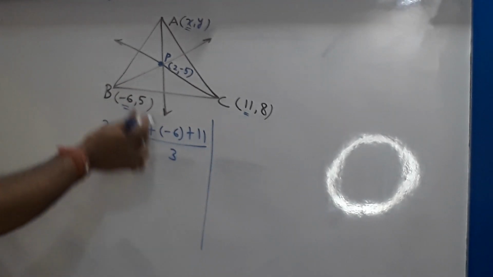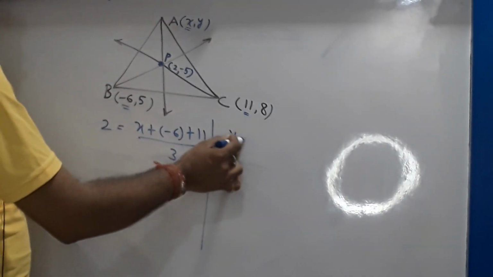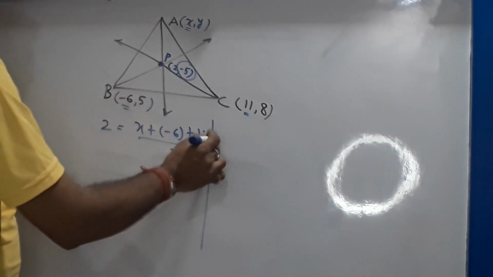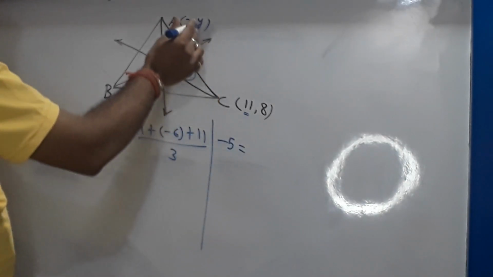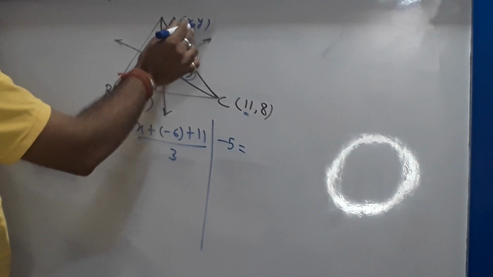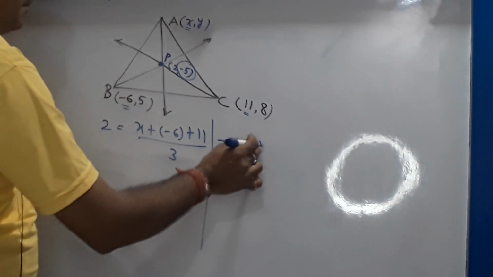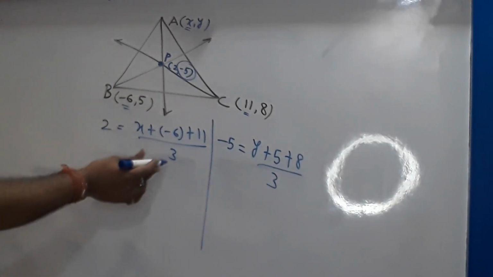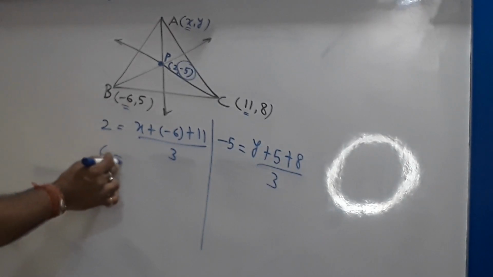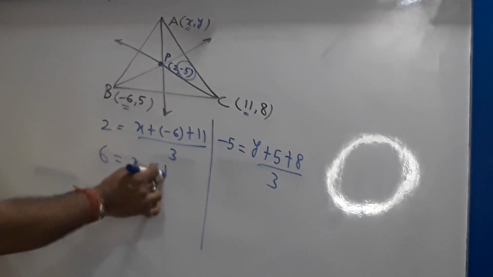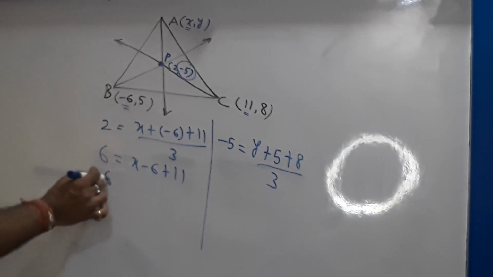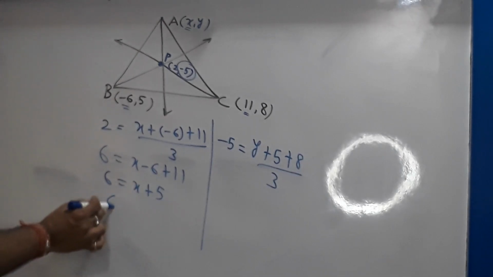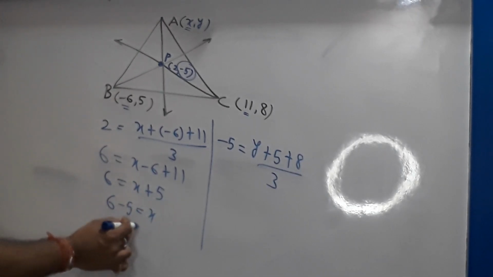Similarly, the second coordinate. The second coordinate is -5, which is equal to the sum of the second coordinates of all three vertices: y plus 5 plus 8, divided by 3. So, cross multiply: 3 times 2 is 6, equal to x minus 6 plus 11. 6 is equal to x plus 5. So, 6 minus 5 is equal to x, which is 1.